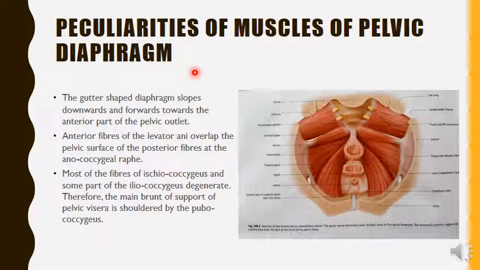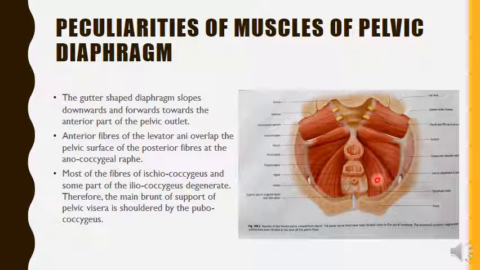There are some peculiarities of the muscles of the pelvic diaphragm. This gutter-shaped diaphragm, this complete thing, is the diaphragm. It is like a bowl kind of thing. You can see that the fibers are going downwards and medially, right? So giving it a gutter-like appearance. It slopes downwards and forwards, all the fibers towards the anterior part of the pelvic outlet, okay.